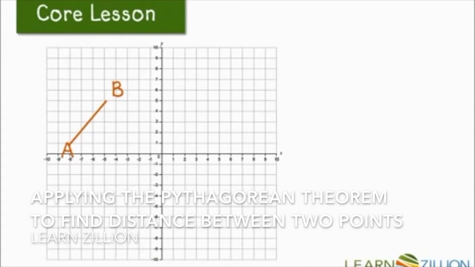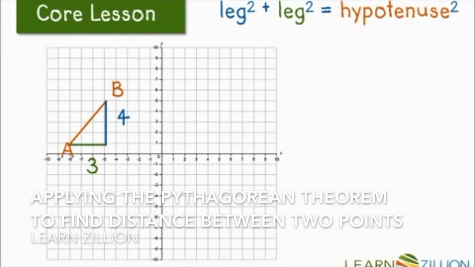So how can we find the length of AB on the coordinate plane here? Well, one way to do this is to create a right triangle. A side here which has a length of 4, and another leg here which has a length of 3. So now I can put these values into the Pythagorean theorem and find the length of AB.